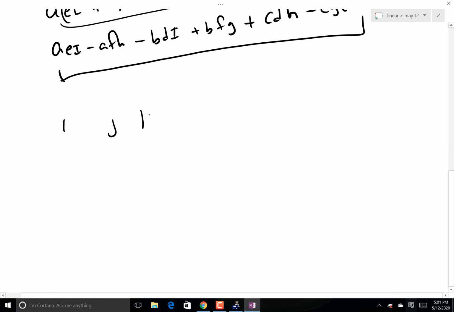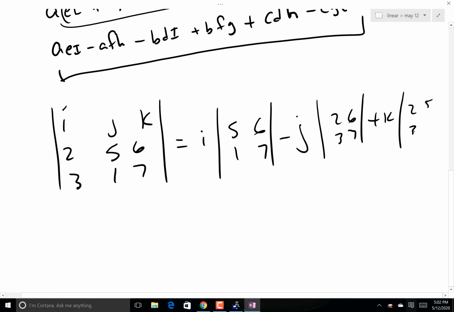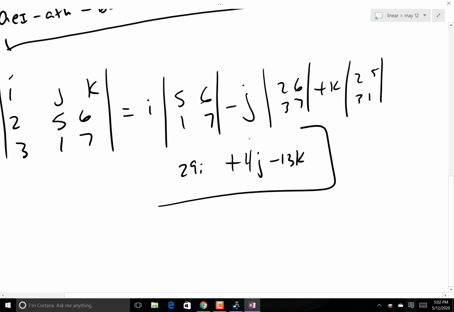So if I have this vector 2, 5, 6, and the vector 3, 1, 7, and I would like to find their cross product, I just take I times 5, 6, 1, 7 minus J, 2, 6, 3, 7 plus K, 2, 5, 3, 1, and then I get 35 minus 6 is 29I, and then I get 14 minus 18 is negative 4, so plus 4J. And 2 minus 15 is negative 13K. And that is how I like to do my cross products. It's just expansion by minors.